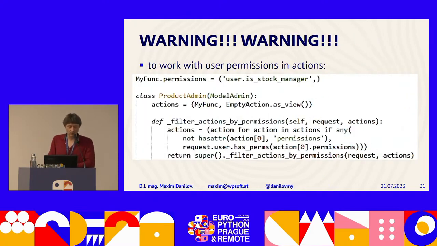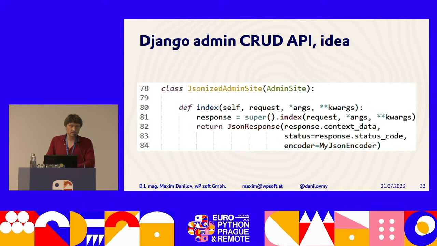Sorry. Warning. How can we work with permissions for actions? We can simply override this method from the ModelAdmin class, and after that, this all works. You can use it. For example, one permission, change quantity for products: this action can be used only by the stock manager, and I give this permission, and only the stock manager can call this action. It's important and flexible. Okay, and we go to the middle of my talk.